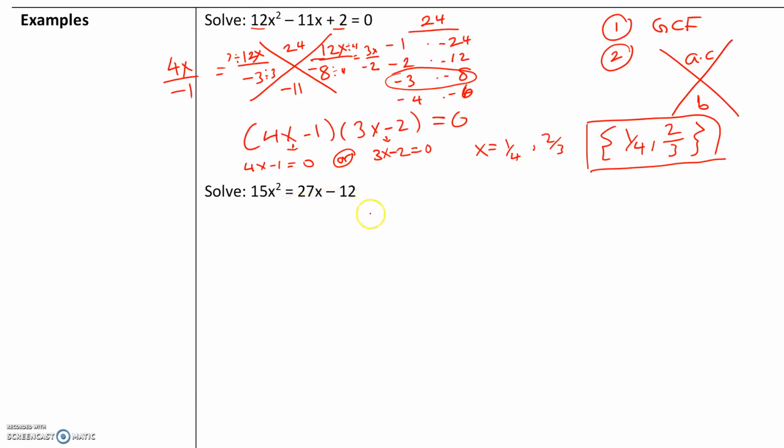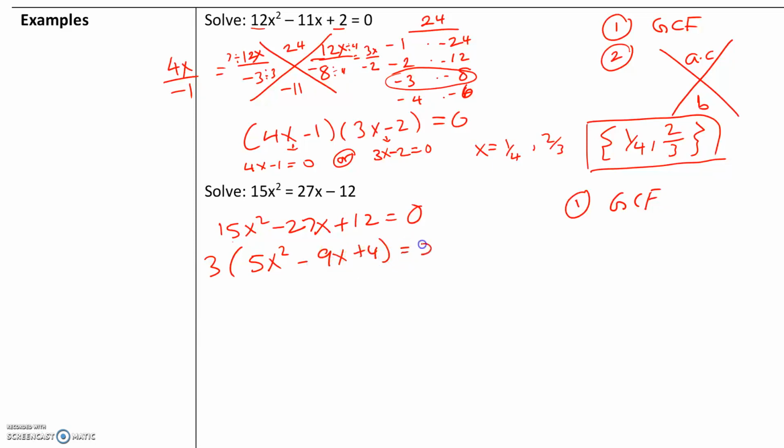Step 0, we have to move everything to one side. Move it to the side where the x squared is positive. So we have 15x squared. We subtract 27x, and we add 12, and that equals 0. Okay, first, factor out the GCF. So these all have a common factor of 3. So I'm going to get 5x squared minus 9x plus 4 equals 0.